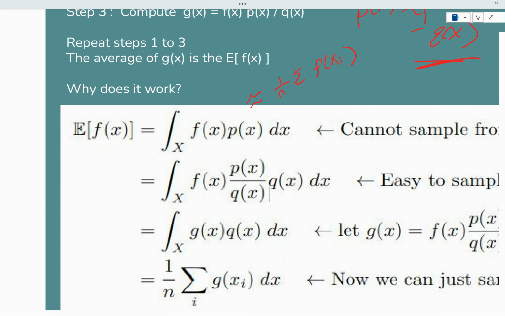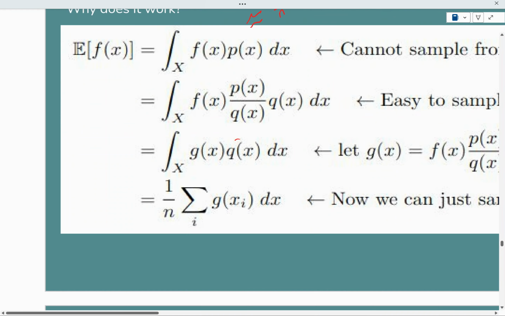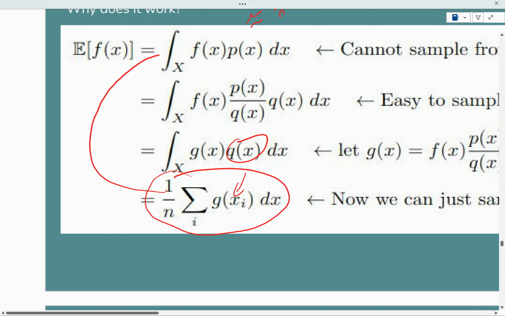This means that we can bundle this whole thing together and call it a different function. We're going to call it G. This implies that if we generate samples from Q, which we know how to, with the samples here, we simply plug it into G of xi. And when you plug it in and average it together, it's mathematically equivalent to solving the original integral.